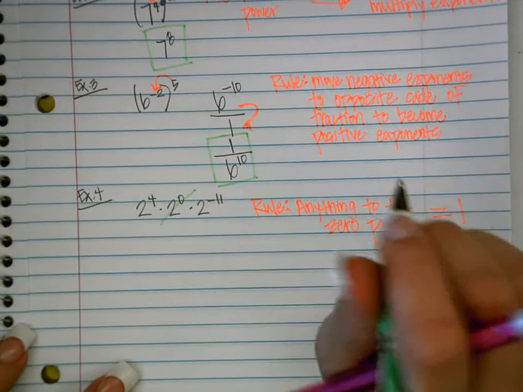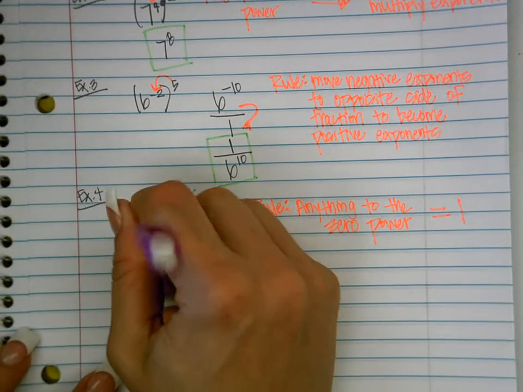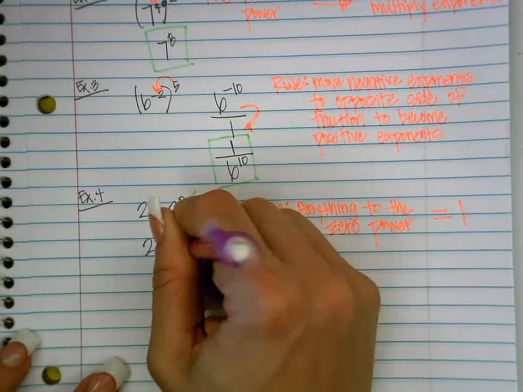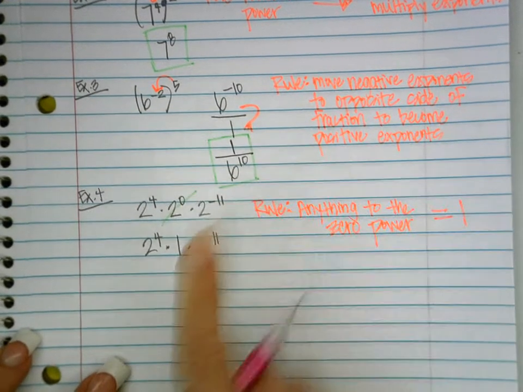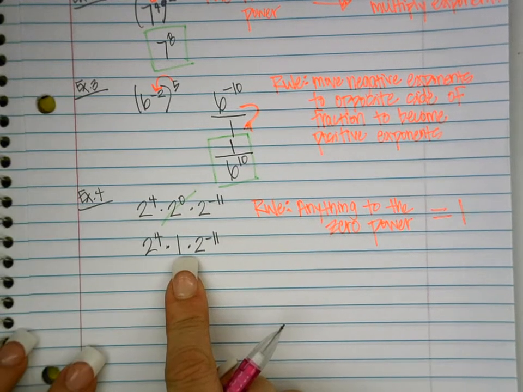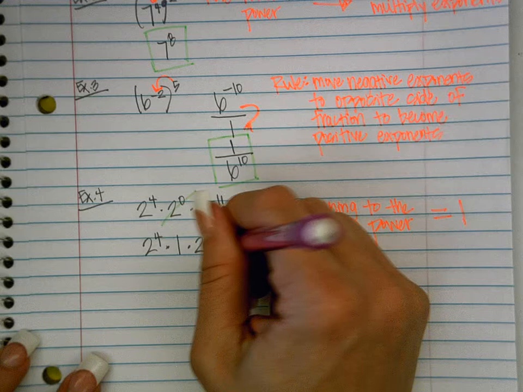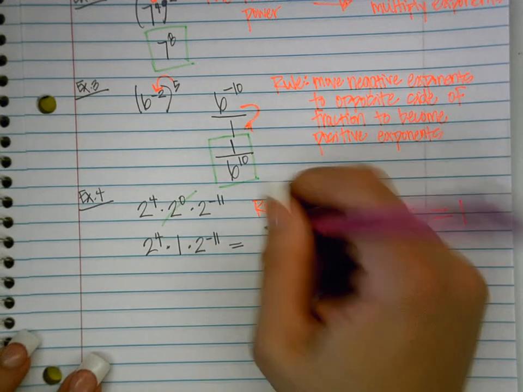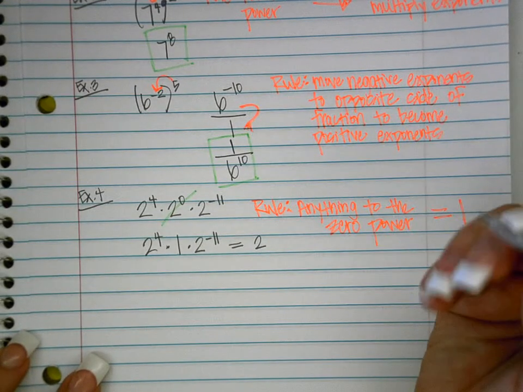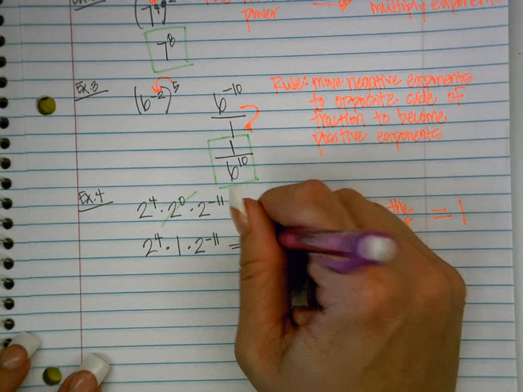It doesn't become 2 to the 1st power. It just becomes 2 to the 4th times 1 times 2 to the negative 11th. So really, it basically just disappears because you're just going to multiply by a 1. So then if you're multiplying these two together, what do you do with their exponents? Add them or multiply them? Add them. So 4 minus 11 gives you negative 7.